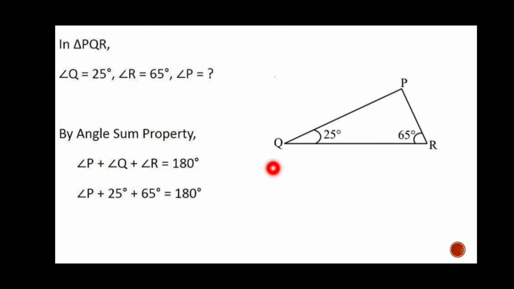So in triangle PQR, there are only two angles given, angle Q and angle R. If we find out angle P from here, then we will be able to identify whether this is a right angle or not, because the given angles both Q and R are not showing it as a right angle. So we will find first angle P by using angle sum property. Angle P plus Q plus R, sum of all three angles of a triangle is 180 degree.